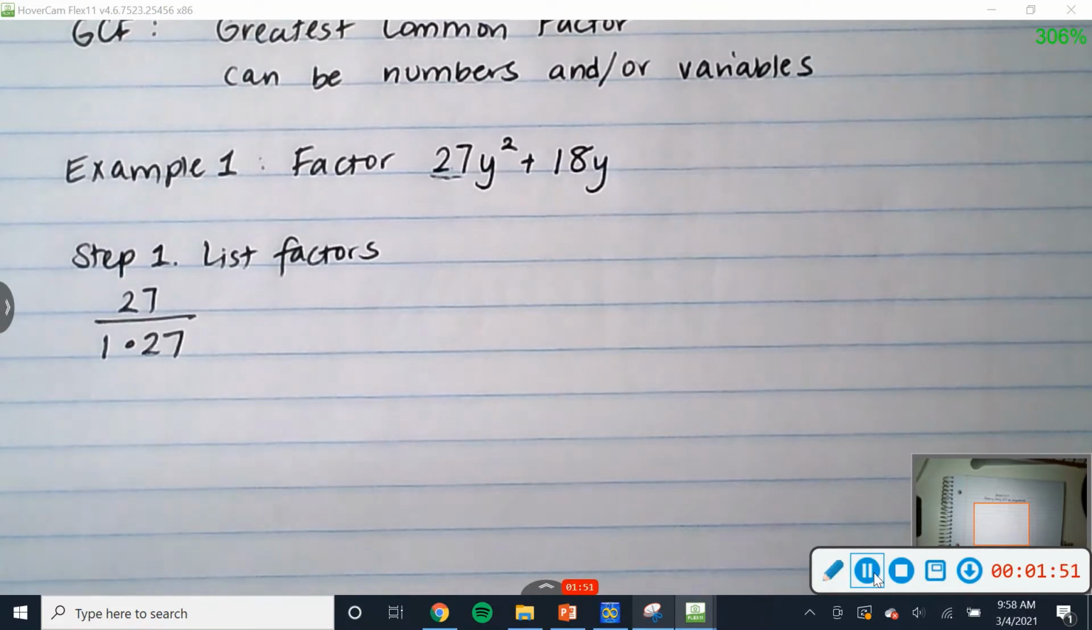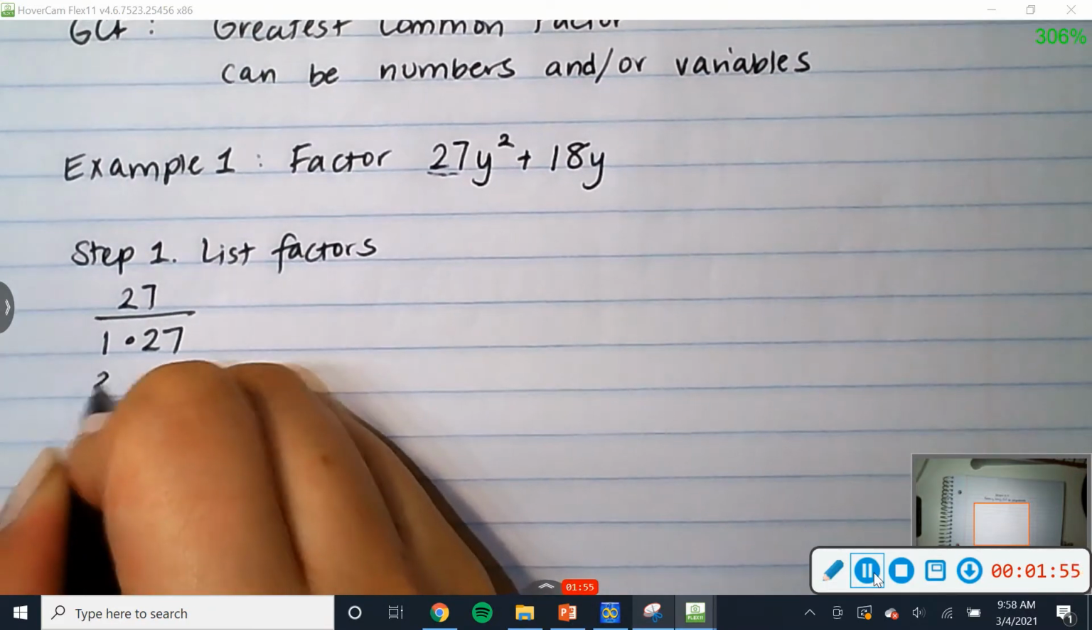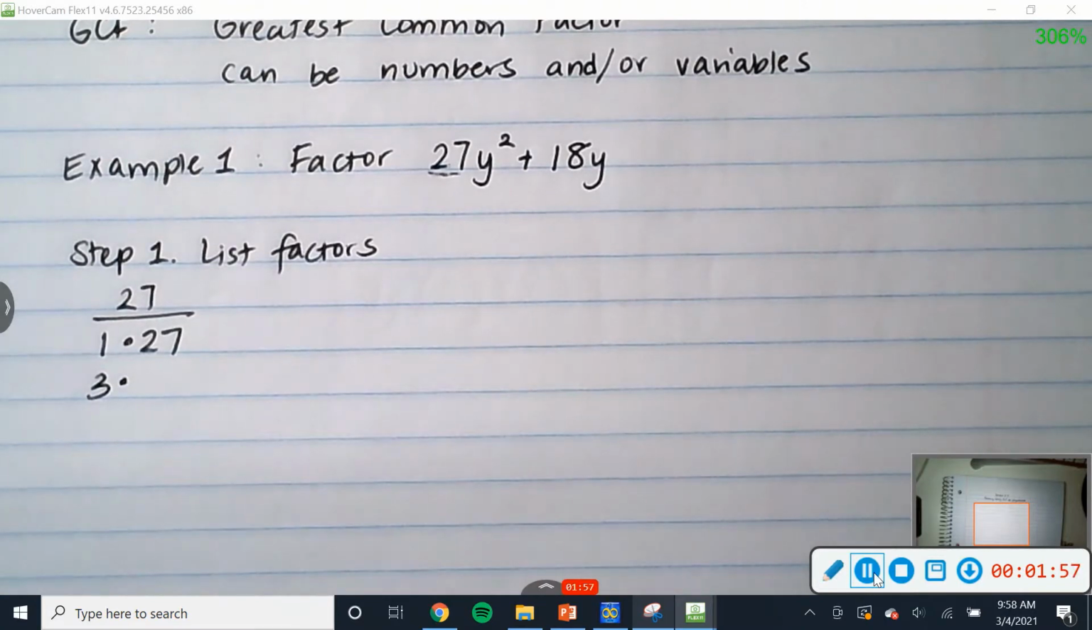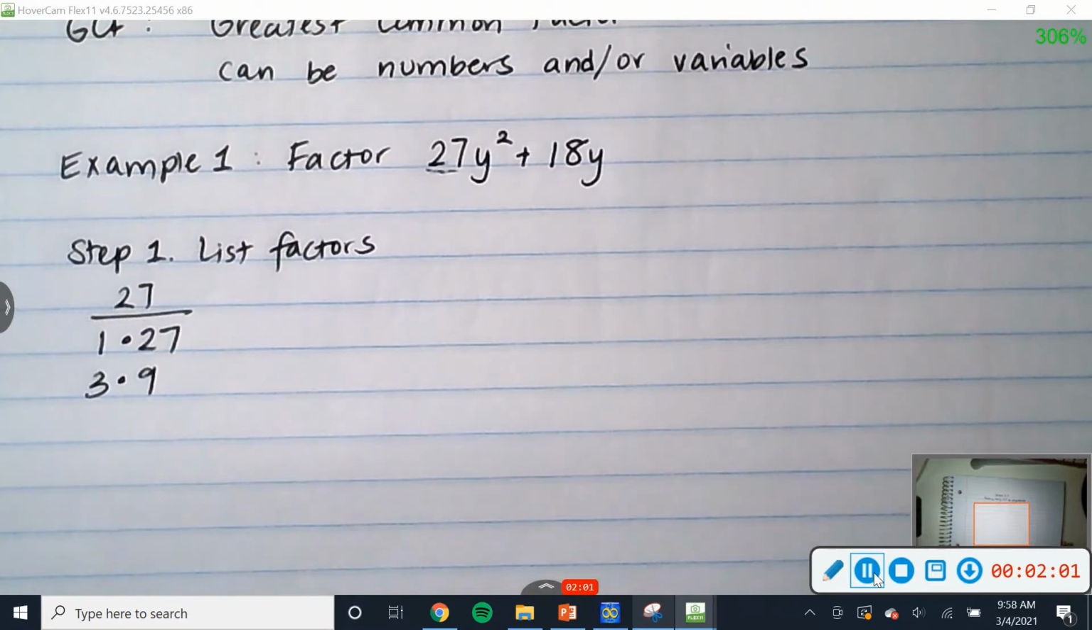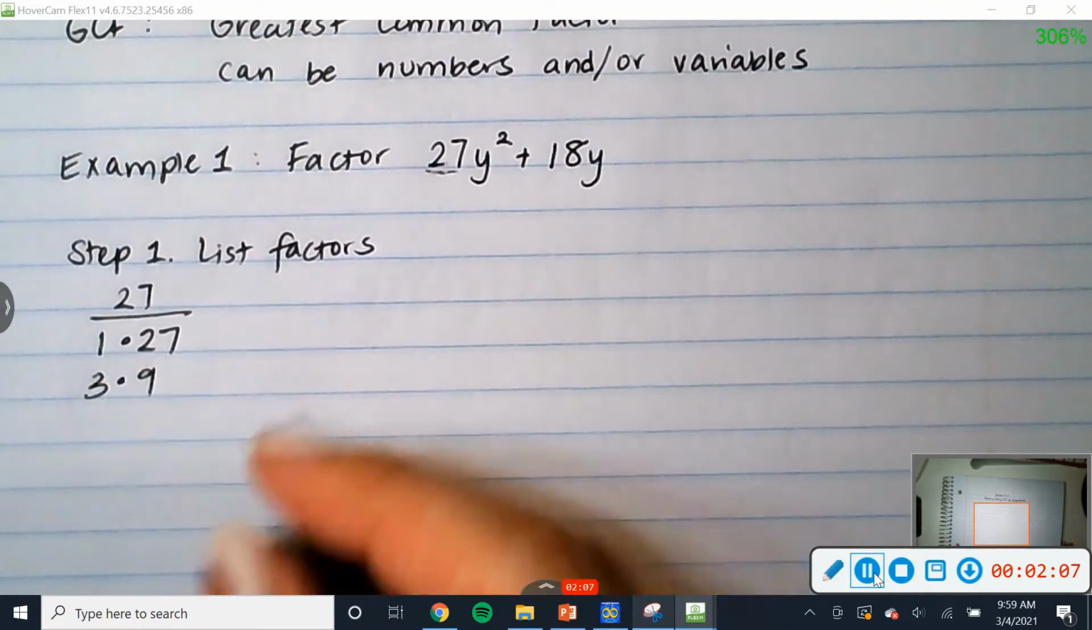Can I multiply 2 times something to get 27? Not in this case. So we'll go to 3. Can I multiply 3 times something? Yes, I can multiply 3 times 9. And then keep going. Are there any other numbers that I could multiply? No. So this would be all my factors for 27.